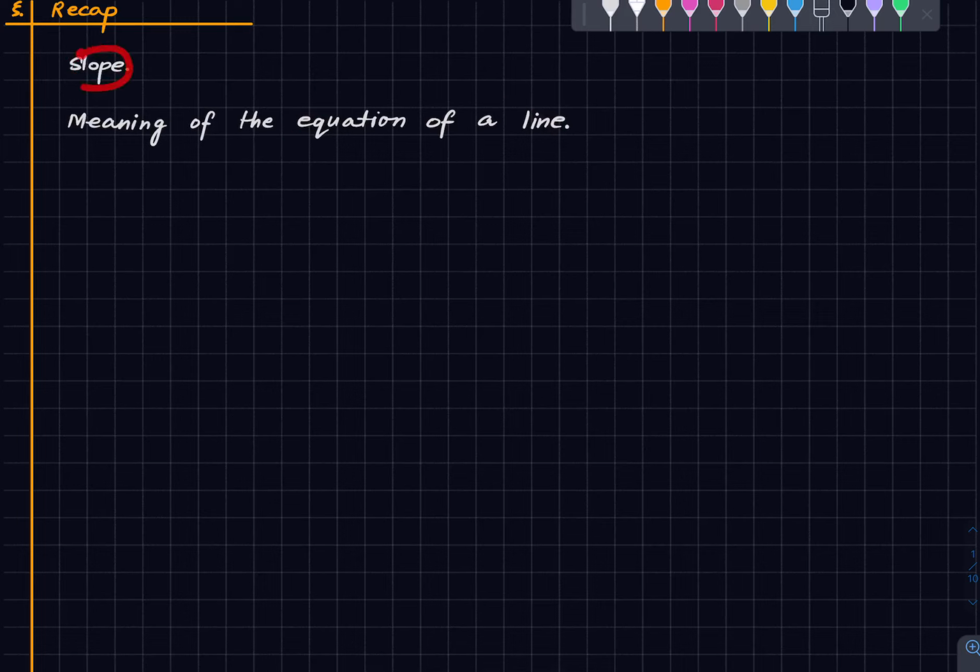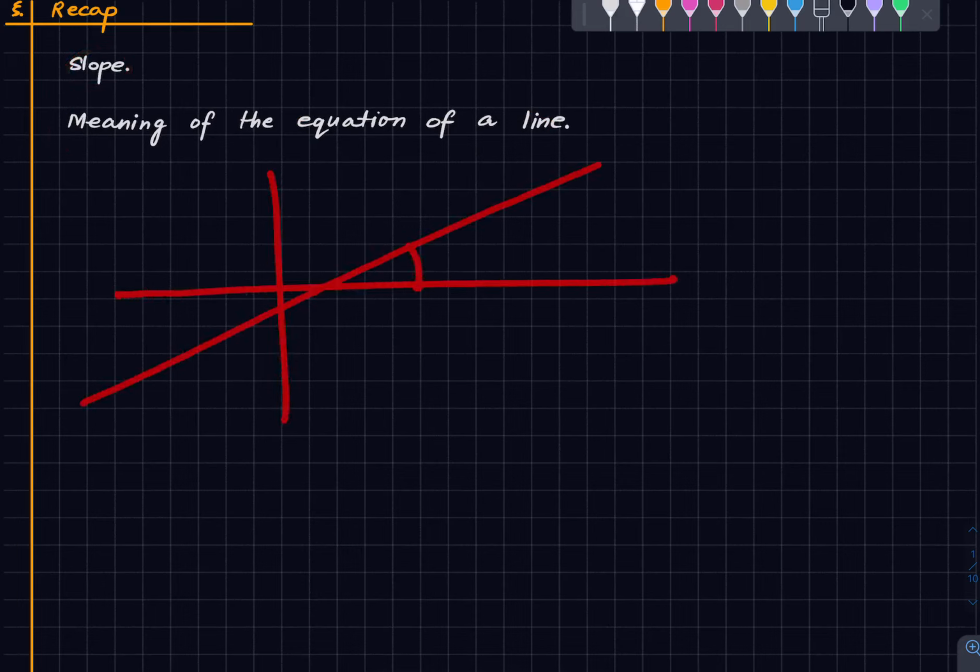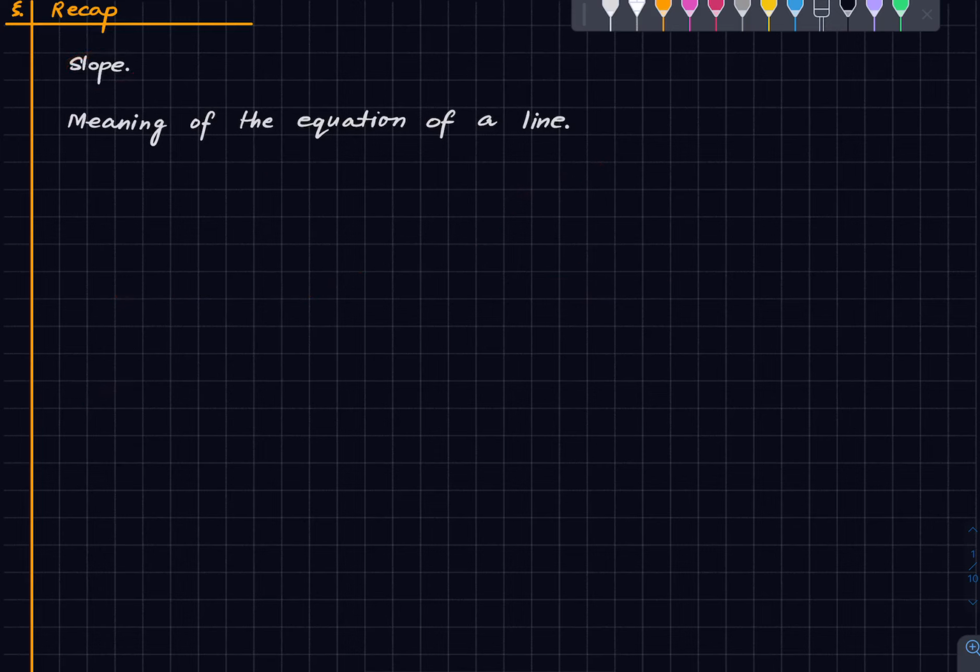So let me just recall this, we discussed extensively. If we have a line, then you take the angle that is made by the positive direction of the x-axis and the line and take the tan of that angle. That is defined as the slope of the line. So this could be positive, negative, 0 or infinity. Anything is possible. If the slope is infinity, then the line is vertical.